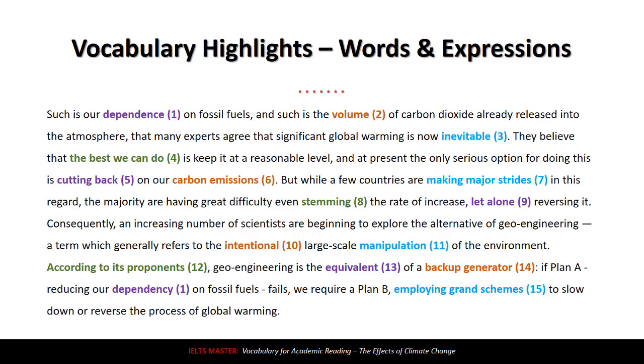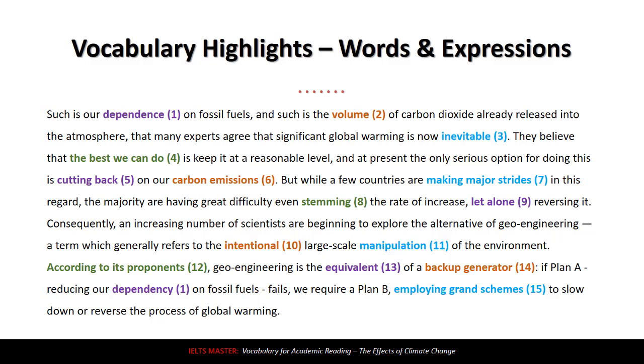Next, we have making major strides. Number 7, making major strides. This means making a lot of progress. So when you stride, you're taking a really big step. And major strides is a nice collocation. Making major strides means taking big steps or making progress. Okay, number 8, stemming. Stemming means stopping a little bit or slowing down.